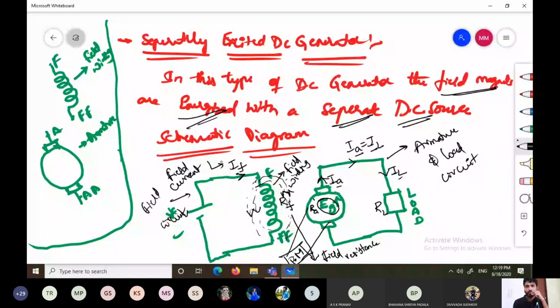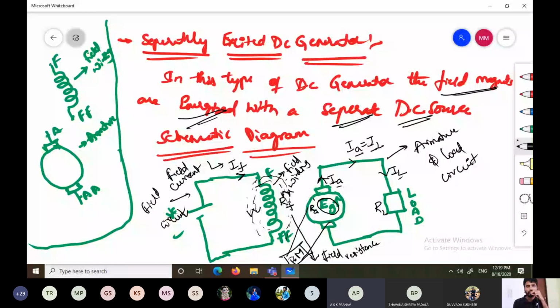Have you understood what IF and RF are, what IA, IL and RL are? Here IF is the field current and RF is the field winding resistance. IA is the armature current, RA is the armature resistance, EG is the generated EMF, IL is the load current, and RL is the load resistance. Have you understood those terminologies? Any doubts up to now?